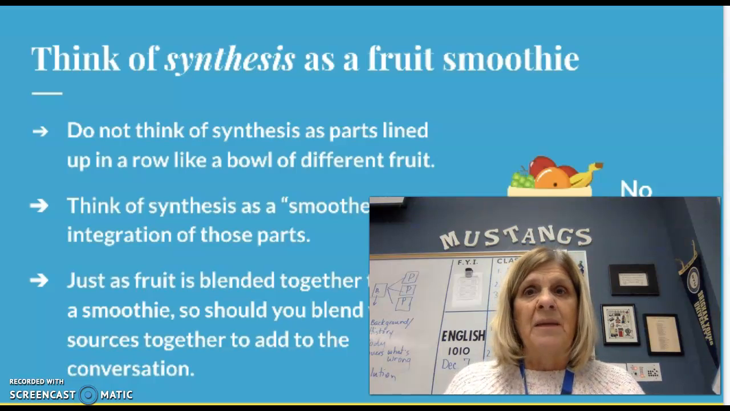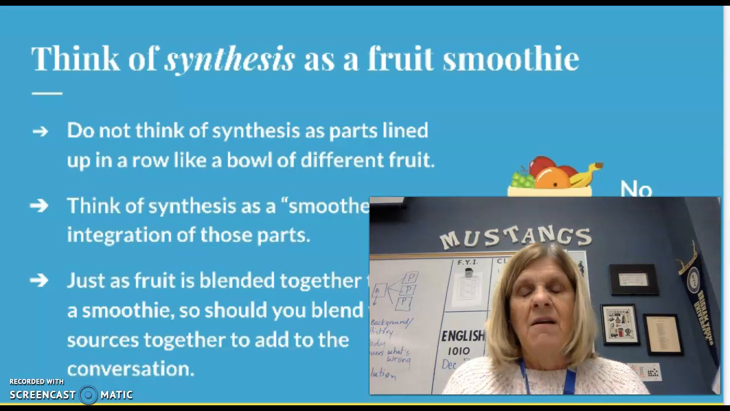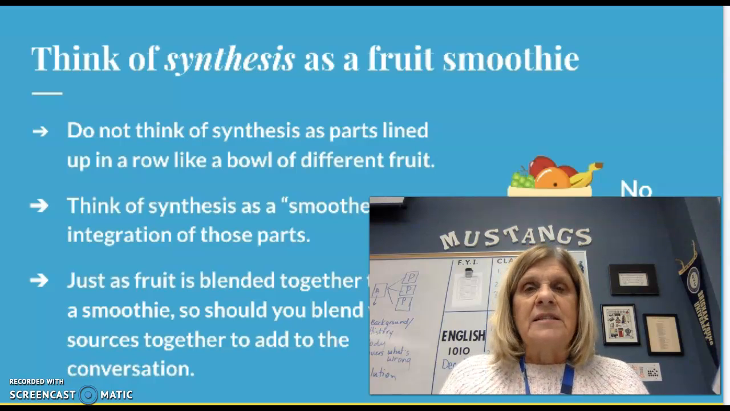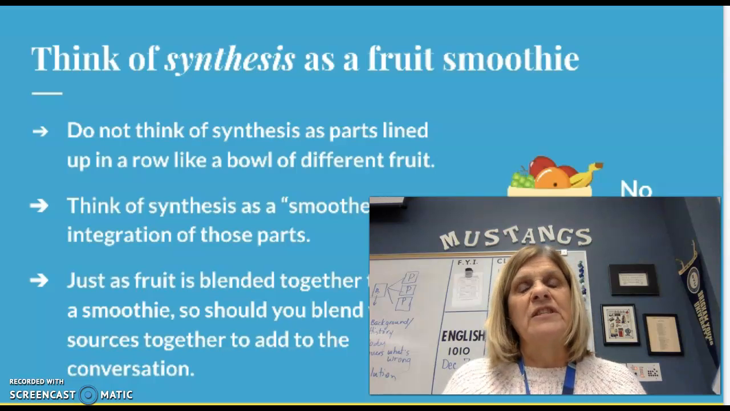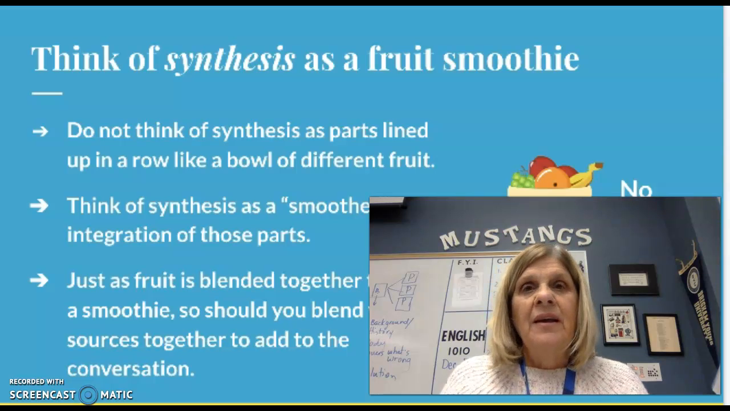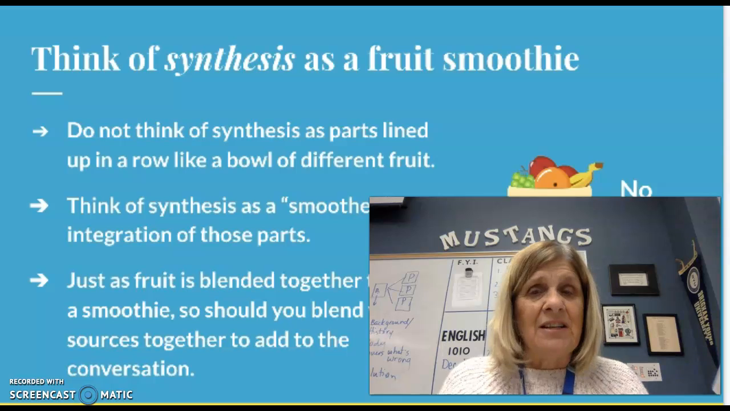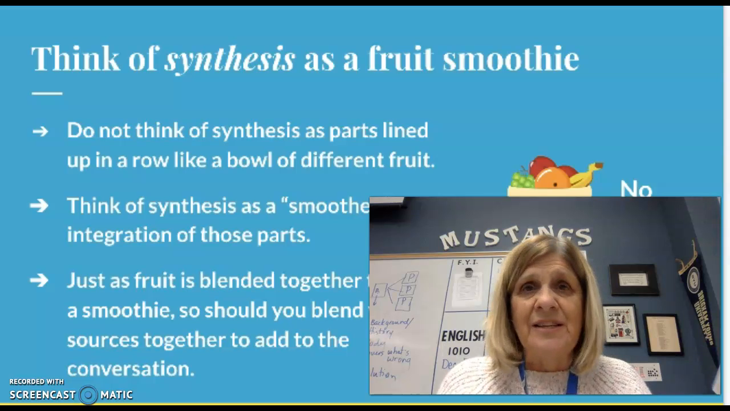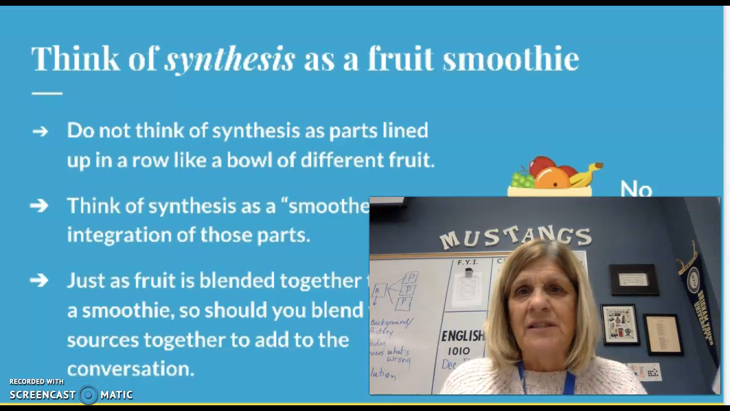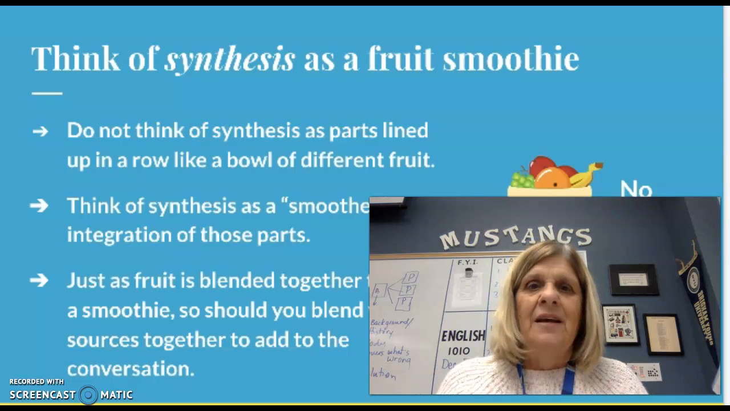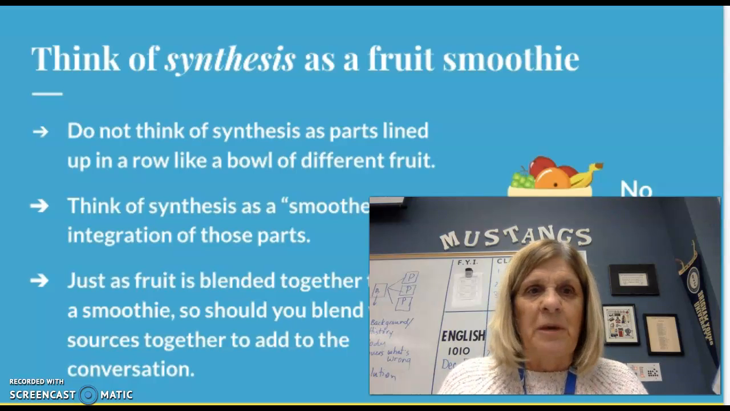So in your body paragraphs, you're going to have several different fruits, or several different sources, in your case with the paper, in every paragraph. So remember, you want it to be blended together better. If this concept seems confusing to you, in the teacher notes on this slide, you'll notice that there is a video that you can watch. It's short, that helps you to synthesize information.